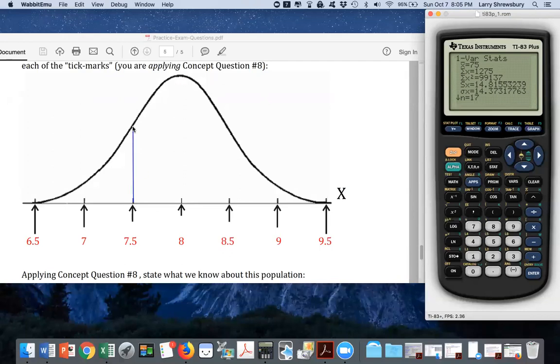So if I go 1 standard deviation below and 1 standard deviation above, look at that area. What's that area in between those two lines? You want to remember 68%. So 68% of this normal population is going to be between 7.5 and 8.5.